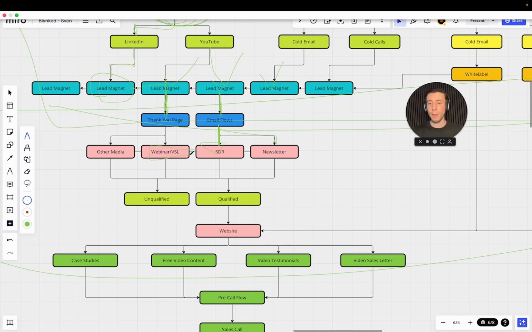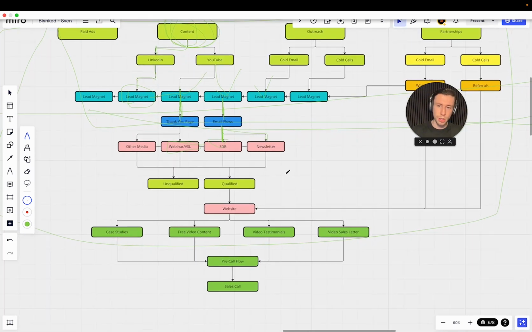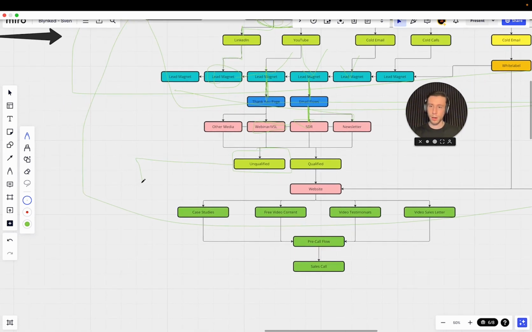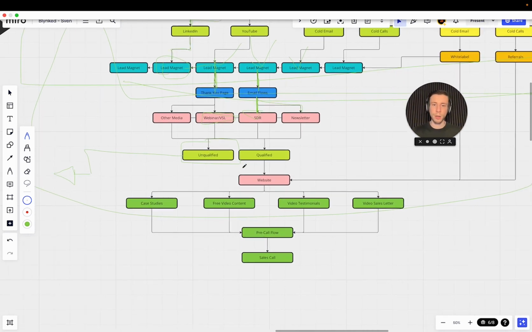Then they might watch your webinar or VSL as soon as they opt into something. From there on, you can start qualifying them. The SDR could do that, or they could do that themselves by watching the VSL or the webinar. So when they are unqualified, what you could potentially do is build out another sequence, where we build out a lower ticket product, or we build out referrals to existing partners. It depends on the reason why they are unqualified.